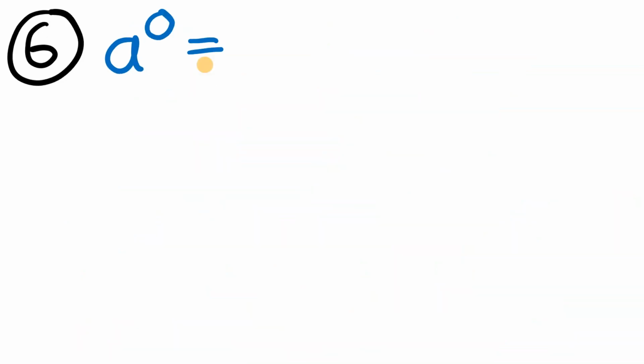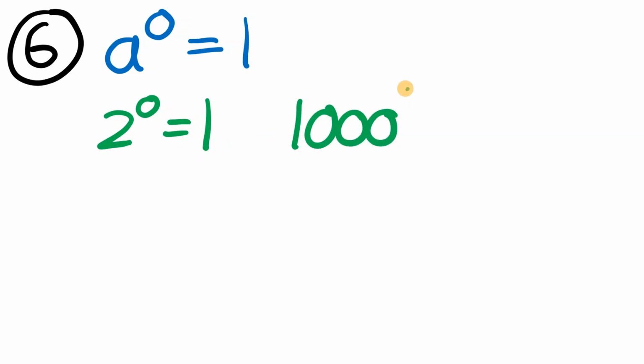Okay, and then the sixth law is a to the power of 0 is equal to 1. Anything to the power of 0 is equal to 1. So 2 to the power of 0 is equal to 1. 1,000 to the power of 0 is equal to 1. 7 to the power of 0 is equal to 1. Any number to the power of 0 is equal to 1.